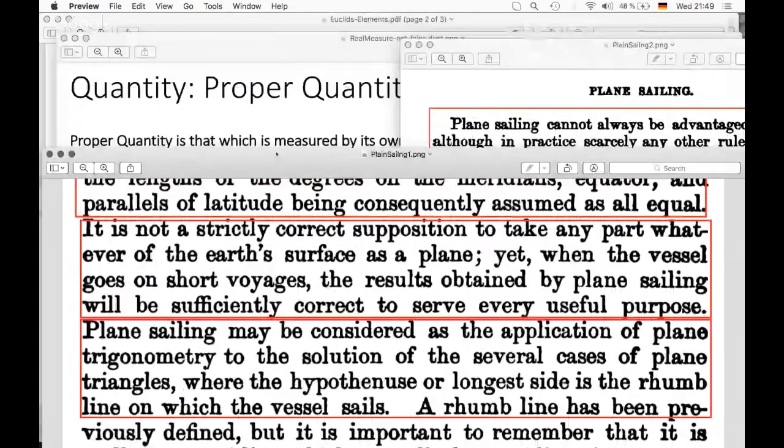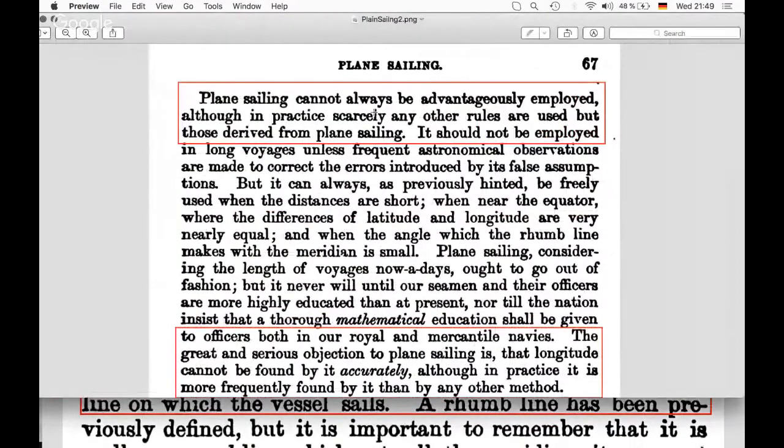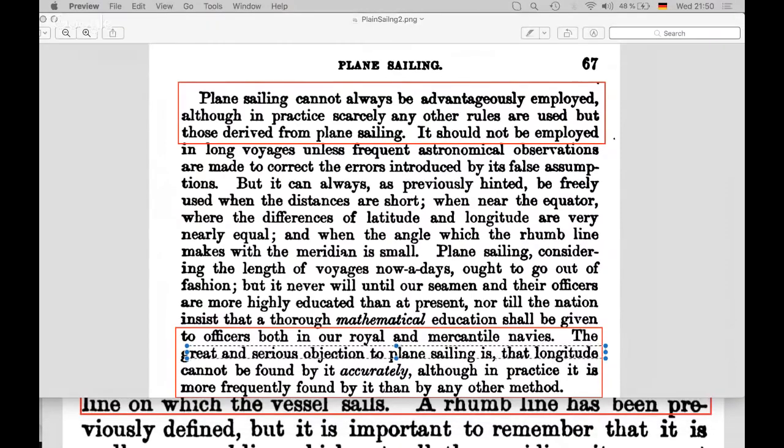There's one other that I think is important. It says here, plain sailing cannot always be advantageously employed, although in practice scarcely any other rules are used but those derived from plain sailing. The great and serious objection to plain sailing is that longitude cannot be found by it accurately, although in practice it is more frequently found by it than by any other method. So, just to make clear, we can talk about all these other things all we want, Dale. For practical purposes, everybody uses planar geometry and plain sailing. Exactly.